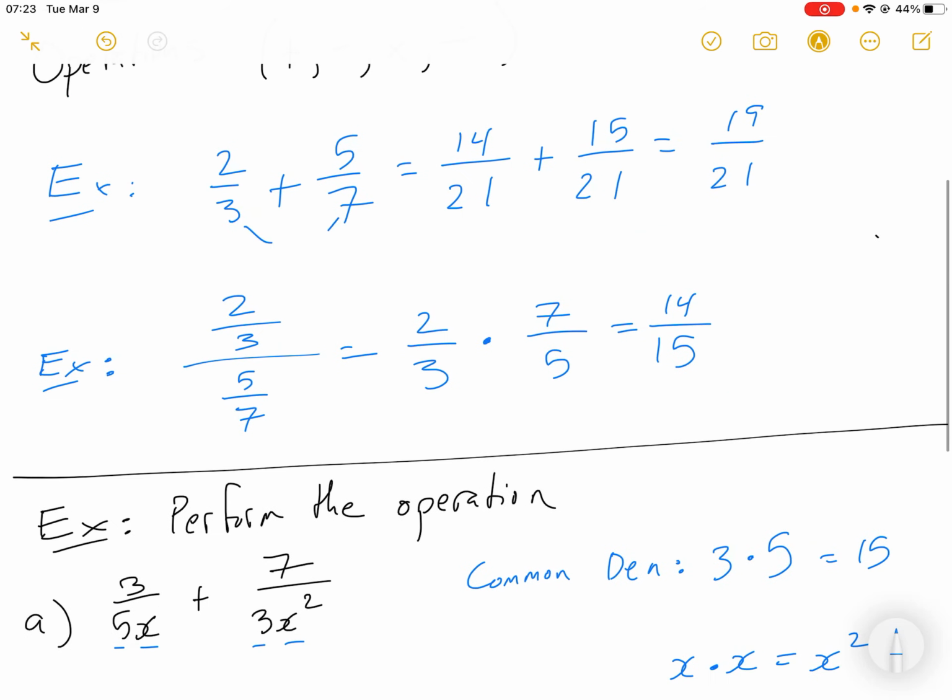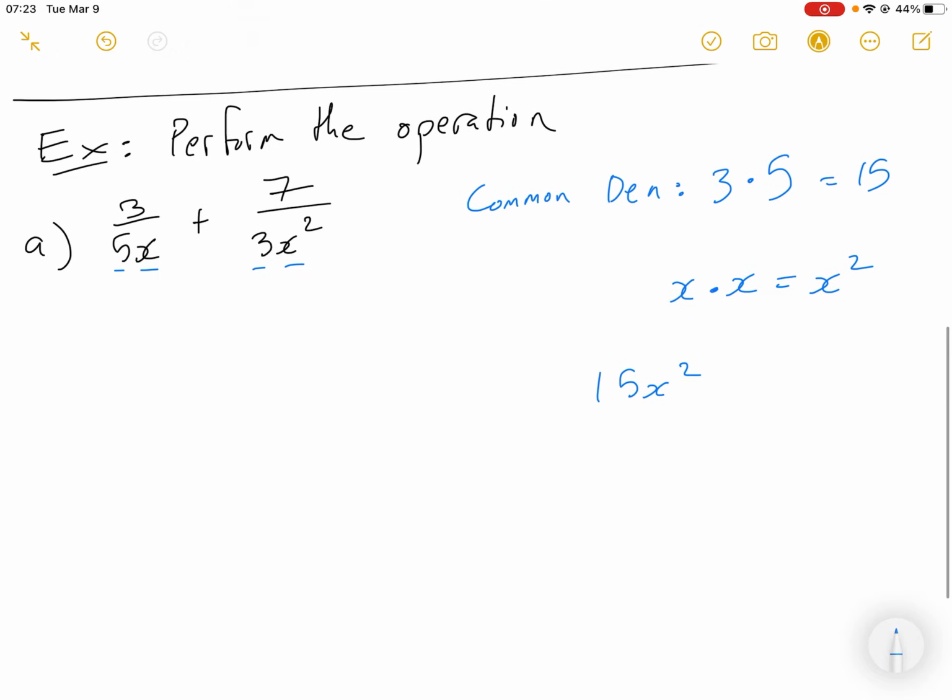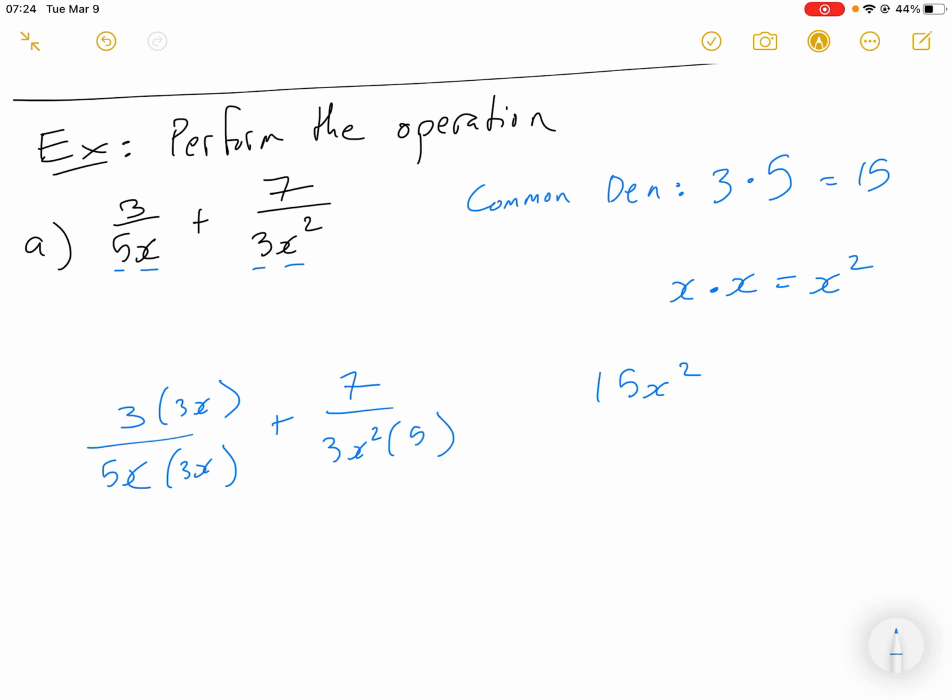So up here we did the same, right? We took 3 times 7 and we got a common denominator of 21. It's the exact same when you have x's in place. Okay, so now we have to get everything to be 15x squared in the denominator. So what I'm going to do is go 3 over 5x. I need to multiply by a 3 and an x to the top and the bottom. For this fraction, I need to multiply by a 5 to get the common denominator. So I end up with 9x plus 35 over 15x squared. And that would be my final answer.